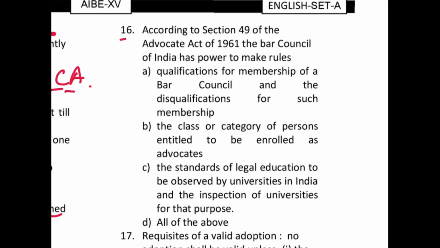Next is 16, according to section 49 of the Advocates Act, the Bar Council of India has power to make rules regarding qualification for membership of a bar council and its qualification, class or category of person entitled to be enrolled, standards of the legal education to be observed by universities. All of the above. D is the answer.